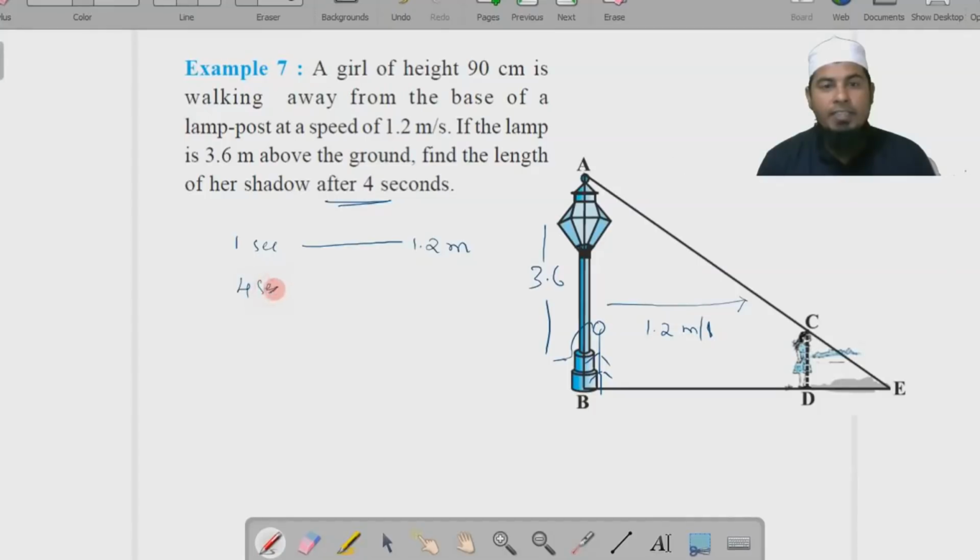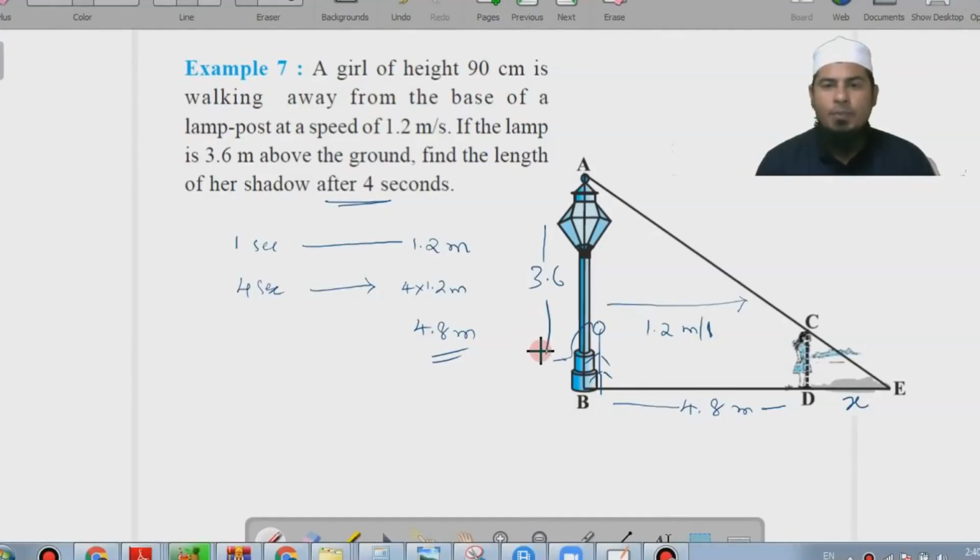So after 4 seconds she moves 4 times 1.2 meters, that is 4.8 meters. So this distance from here to here is 4.8 meters. We want the shadow of the girl. Yes, a girl of height 90.